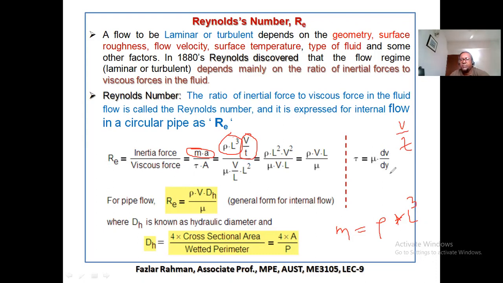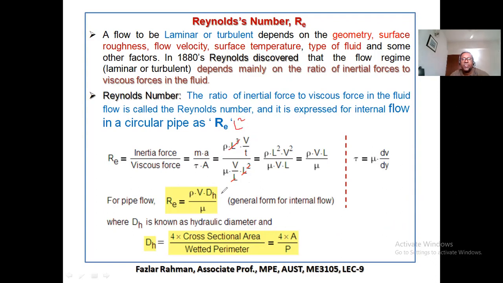Tau equal to mu dv by dy. That means instead of dv, we put V by L. What is the area? L square. So we put L square. Now we simplify this ratio. For example, you will have L, and this L, you have L square.